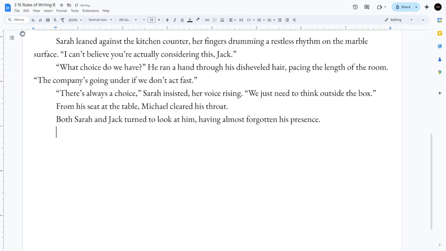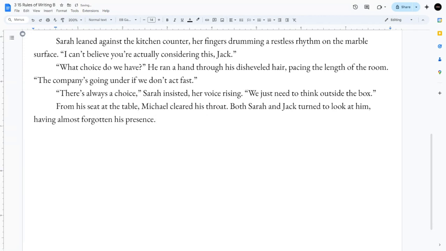I would almost do this. It's two beats, but you can do this for just, you know, cleared his throat, calling both Sarah and Jack to turn to him, having almost forgotten his presence. I think that makes more sense. All right, so from his seat at the table, Michael cleared his throat, calling both Sarah and Jack to turn as if they had forgotten his presence. All right, that's clear. Now I need him to say something.